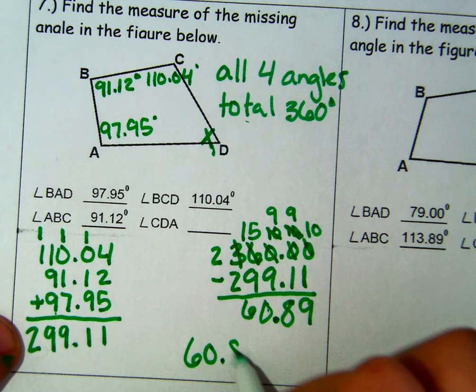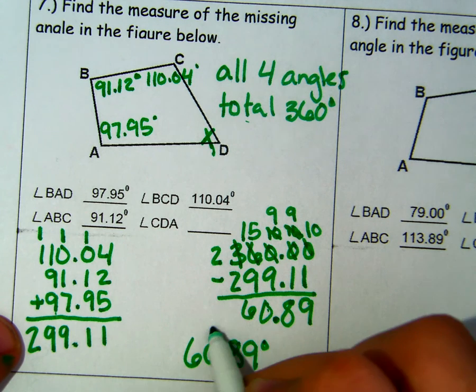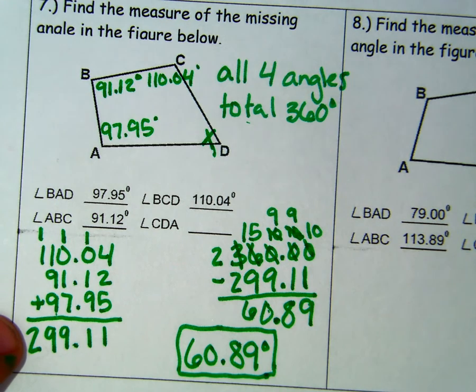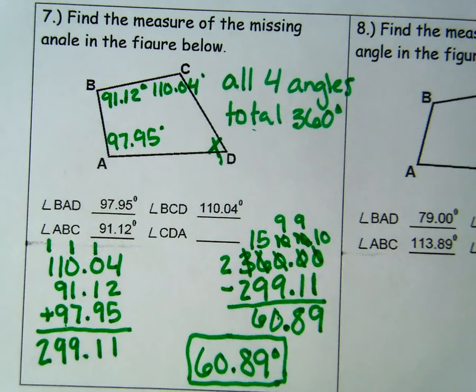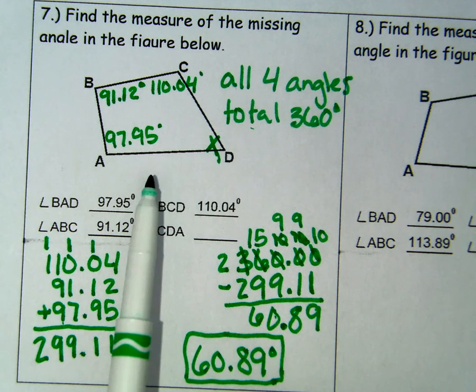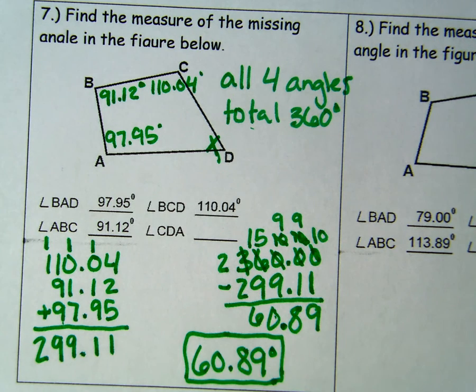60 and 89/100 degrees. Now make sure, since we're working in degrees, that you put that degree sign on the end, that way we know what units you're talking about in your answer. Because we have angles and we have sides in this quadrilateral. So make sure you have your proper units there.